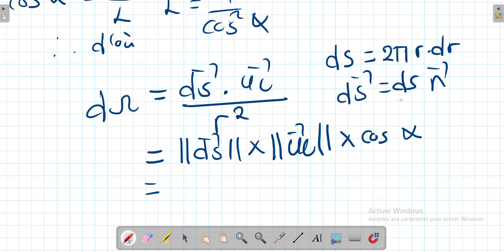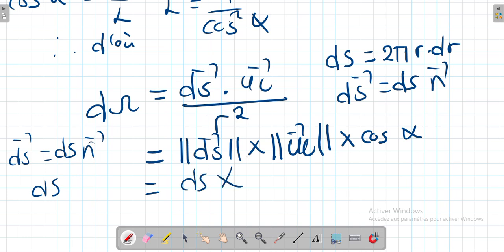ds is written as the magnitude with a unit vector. So the magnitude of ds is just ds. So here I'm going to have ds, because the magnitude of a unit vector is 1. 1 times ds is ds. Then multiplied by, this is a unit vector by definition, ul. So then its magnitude is 1.